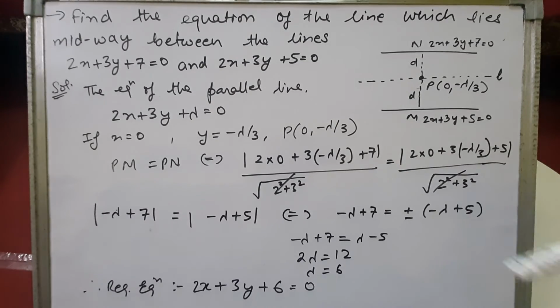So when we substitute the value of lambda, we'll get the required equation of the line which is midway between the given lines, and that will be 2x + 3y + 6 = 0. Alright children, please note down.